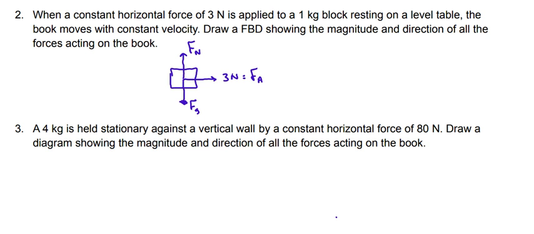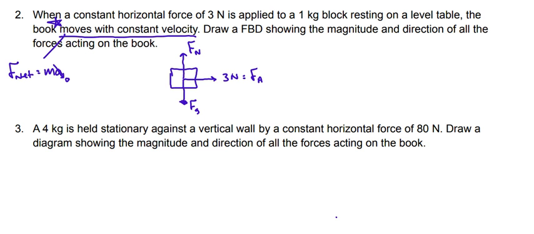And do we know anything else? Well, it doesn't say anything about friction, but it does say it's moving with a constant velocity, and that's a very important statement. If it's moving with a constant velocity, what do we know? The net force is equal to mass times acceleration. Well, if it's a constant velocity, that means that the acceleration is 0, which means the net force in that direction has to be 0.